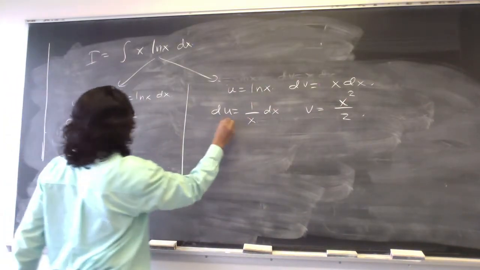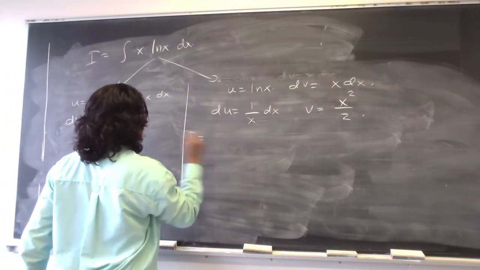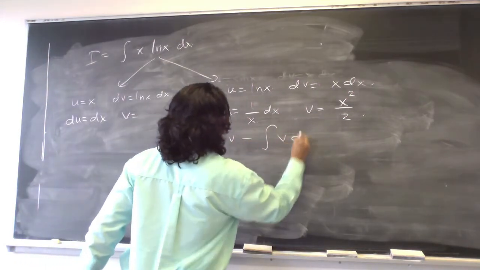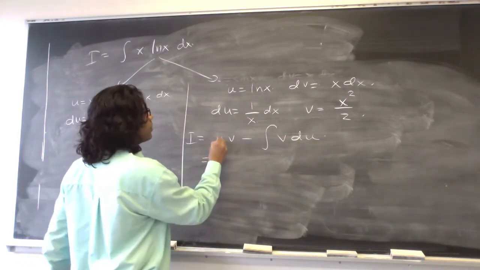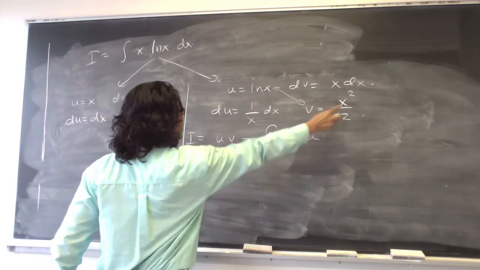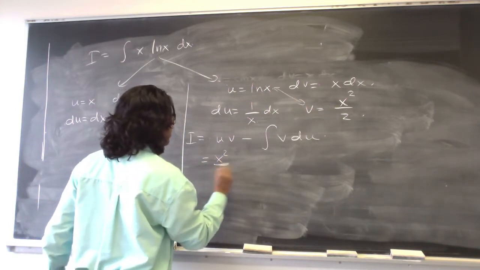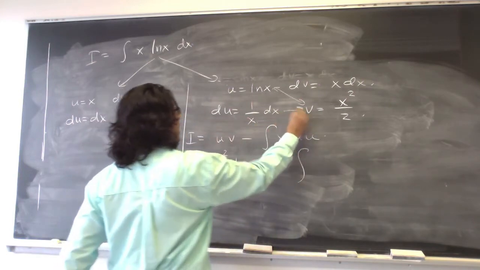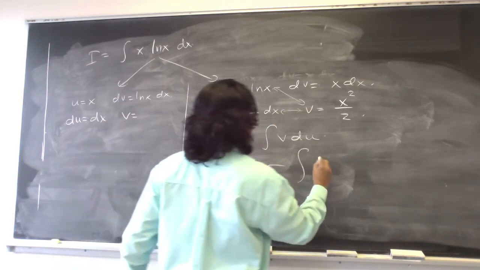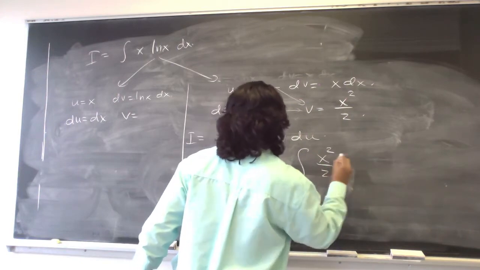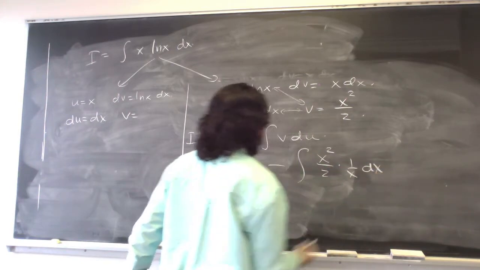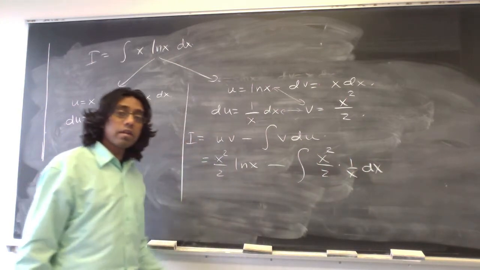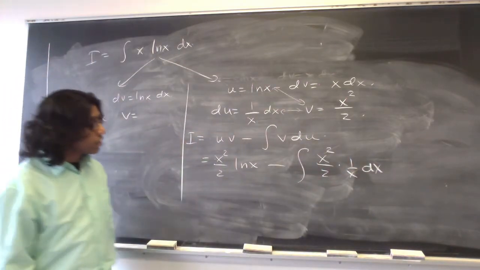Okay, let us solve this using this approach. I will be equal to uv minus the integral of v du, right? What is u? u is natural log of x, v is x squared by 2. So you get x squared over 2 times natural log of x minus the integral of v times du, which is x squared over 2 times 1 over x dx, right? Which is nice because the power of the term x is going to reduce.